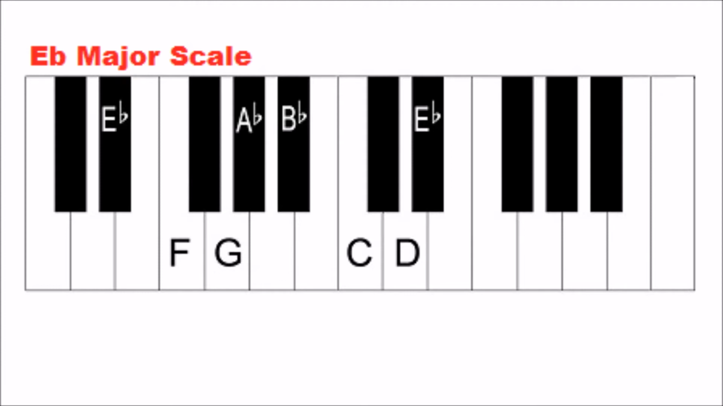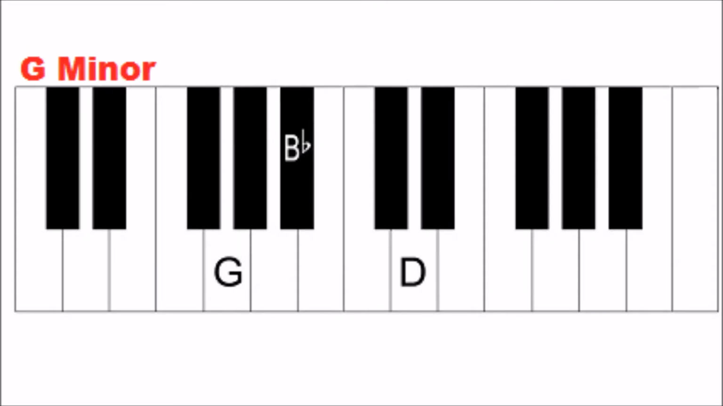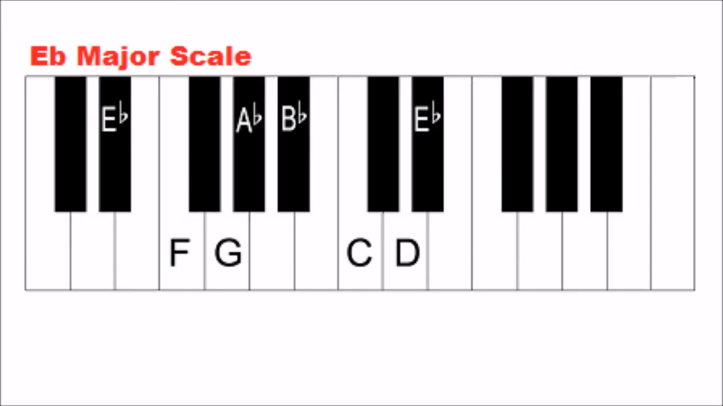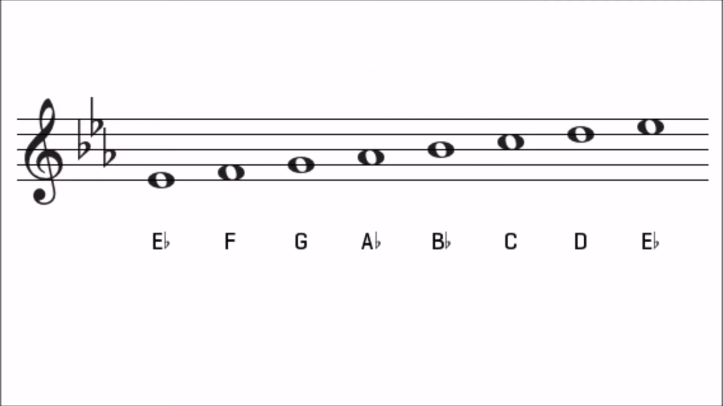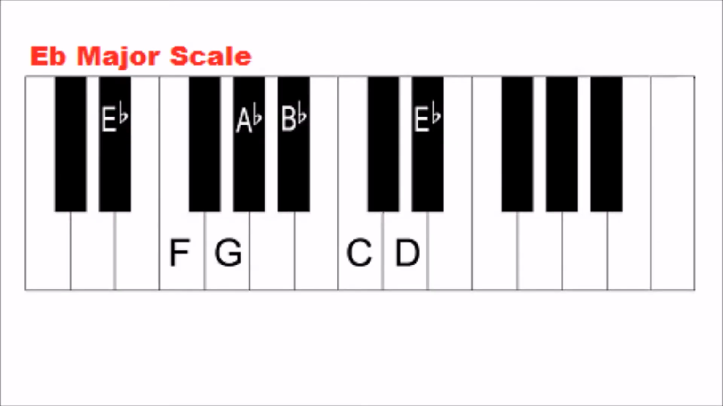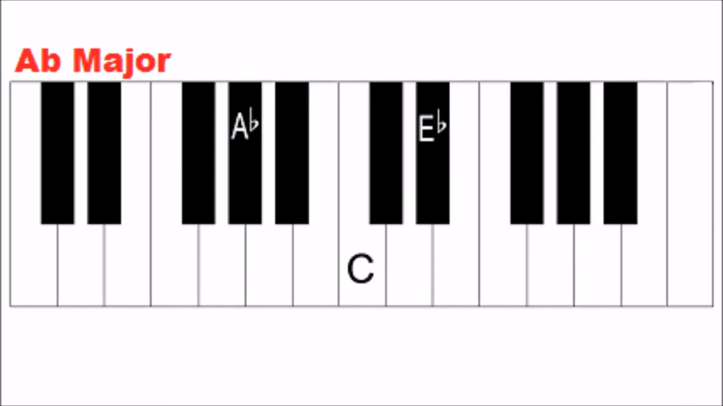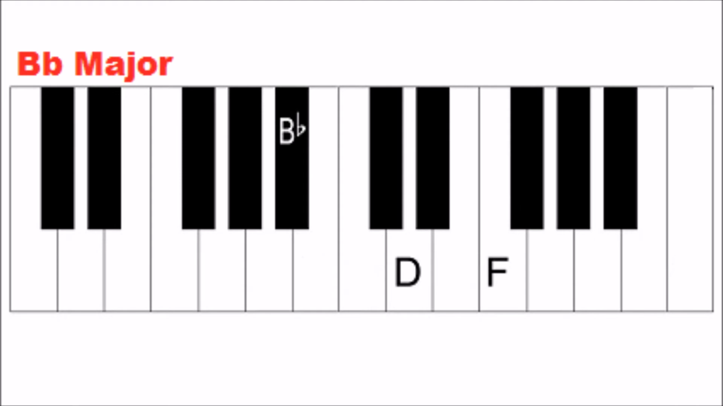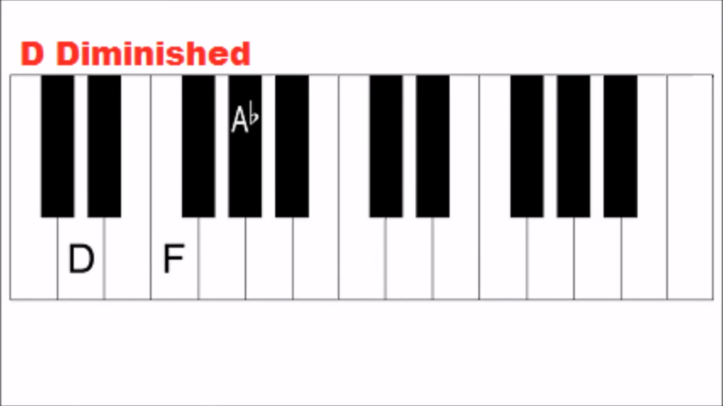How about the note G? Is the chord G major, G minor, or G diminished? It's clearly G minor, consisting of the notes G, B flat, and D, which are all part of the E flat major scale. You can do this with any note in the scale to come up with chords in the key of E flat major. You can do this for the notes A flat, B flat, C, and D. And you will clearly see that the chords have to be none other than A flat major, B flat major, C minor, and D diminished, respectively.